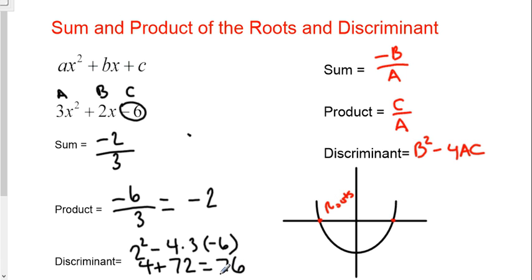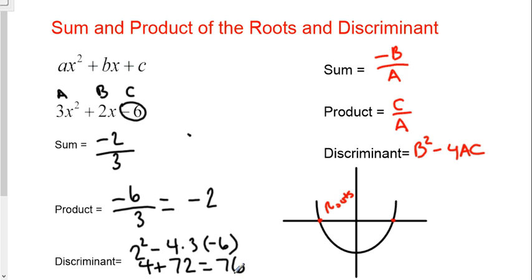I will briefly talk about the discriminant. If this number is positive, it tells you that the graph crosses the x-axis twice. If this number is 0, it tells you that the graph crosses the x-axis once. And if this number is negative, it tells you that it has at least one non-real root.